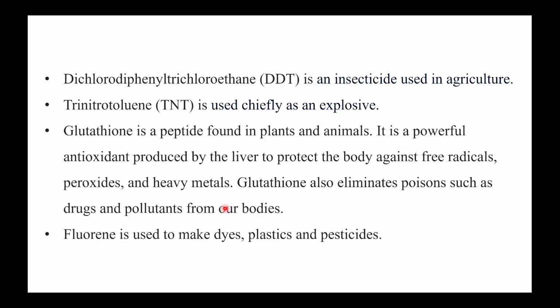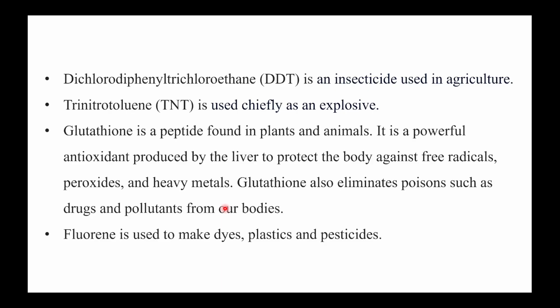It's a peptide found in plants and animals, and it is a powerful antioxidant produced by the liver to protect the body against free radicals, peroxides, and heavy metals. Glutathione is actually the compound that is produced by our body to get rid of all these kinds of contaminants and pollutants, all these kinds of chemicals.